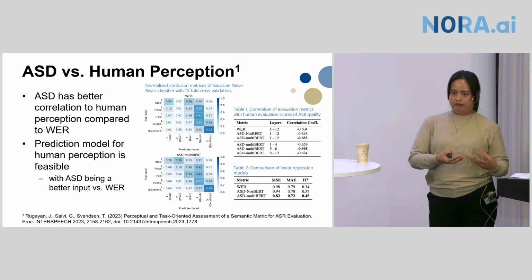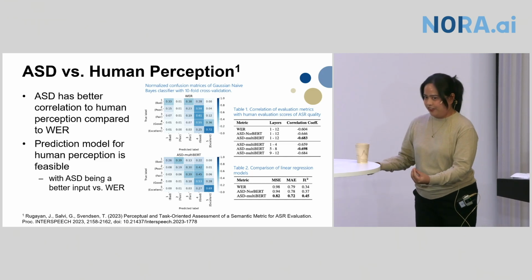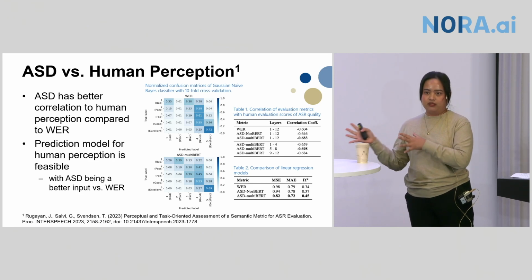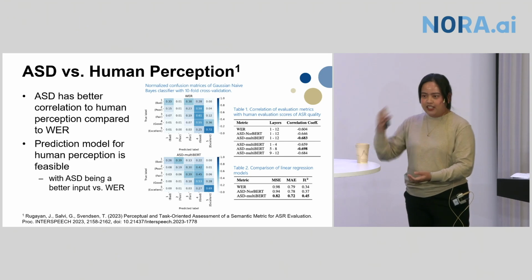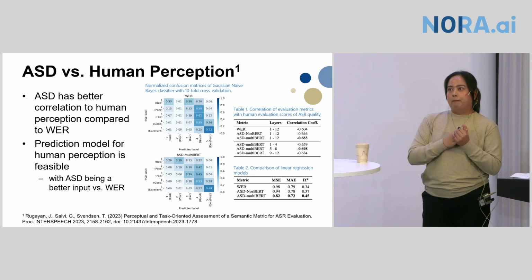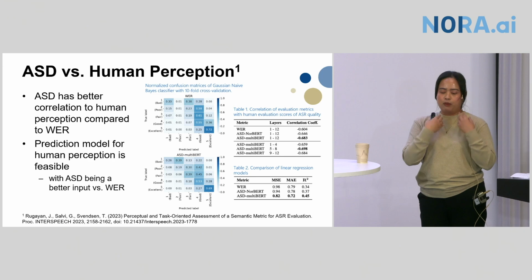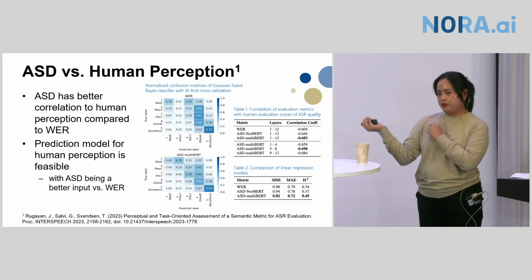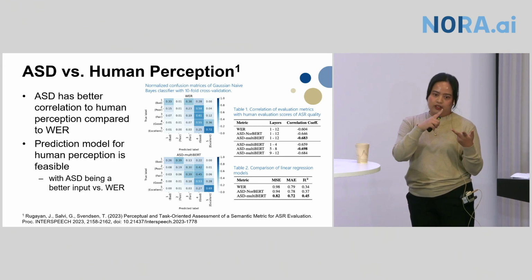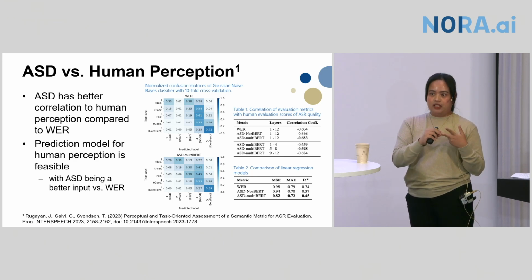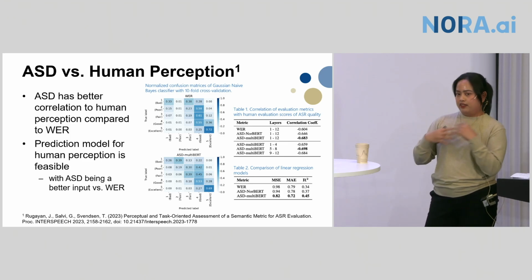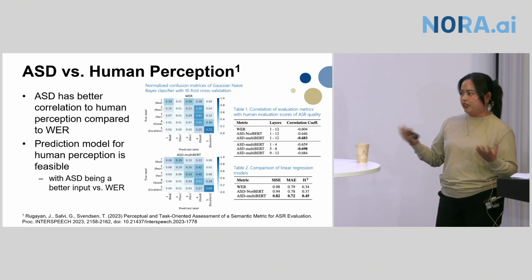correlated to human perception. So we took that a step further and asked, is it feasible for us to predict how humans perceive the quality of ASR models? So how they perceive how good it actually is. We just did a simple classifier where the model predicts, for example, I give you a transcription, and the model should predict what the human evaluation score would be, based on the input, like word error rate or ASD score. And ASD score was better as a feature for this kind of prediction. We also did some linear regression models, which show that it also has lower errors, lower MSE, and a higher coefficient of determination.